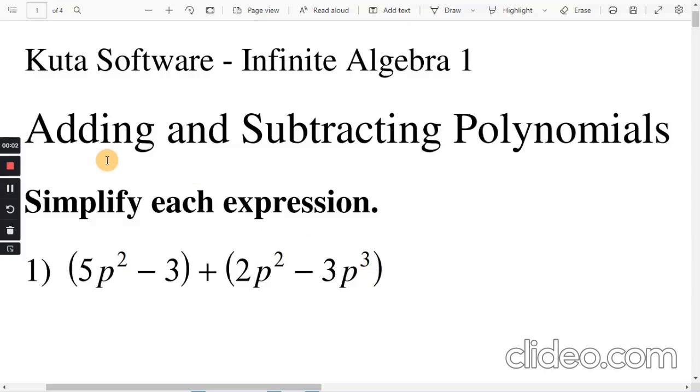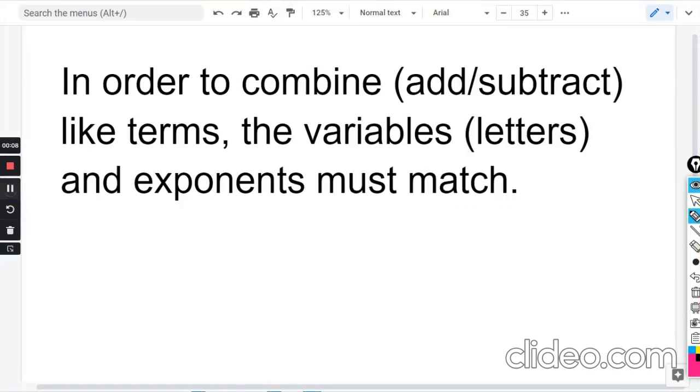This will be for the Kuta software worksheet, adding and subtracting polynomials. So you want to remember, in order to combine like terms, the variables or letters and the exponents must match. Okay, and what I mean by combine is add or subtract.